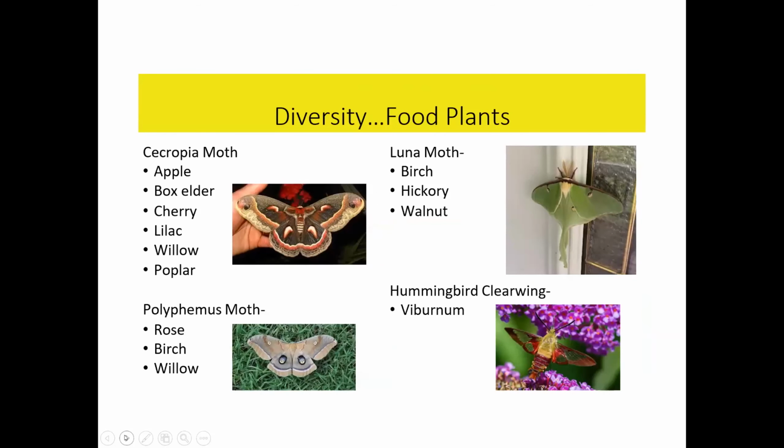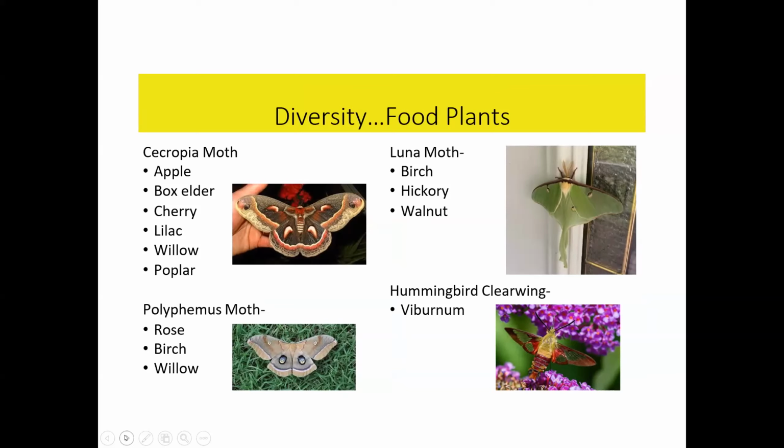Now we get into some of these really cool large moths that are so impressive to a lot of people. The Cecropia moth larva likes all of these species. Box elder is considered to be a trash tree. It's in the maple family, but it's a small, weak-wooded tree. A lot of people take them out. Lilac, not native, but it is attractive to the Cecropia moth larva.